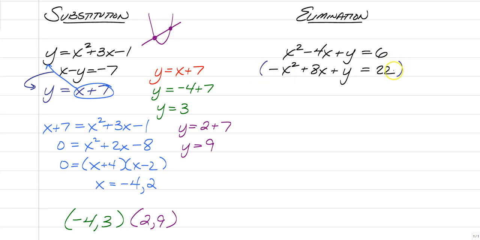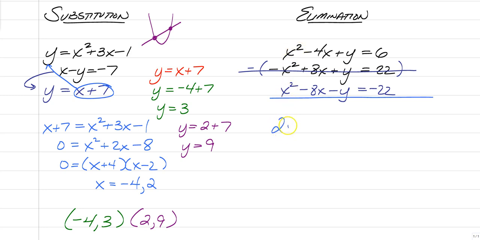So the first thing you're going to want to do for this is multiply the bottom one by a -1. That'll change it to a positive x squared minus 8x minus y is equal to a -22. Okay, and then what happens is our y's will eliminate and we will have just x's left. So we have x squared and x squared. That's going to give us 2x squared. -4x and a -8x is a -12x. Our y's cancel, and we're going to be equal to 6 minus 22, which is going to leave us with a -16. Okay, so now from there, we're just going to add the 16 back over to the left, giving us 2x squared minus 12x plus 16 equals 0.